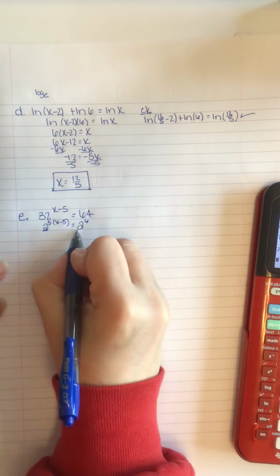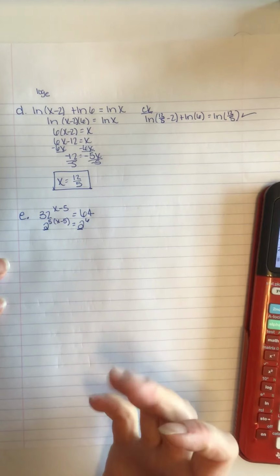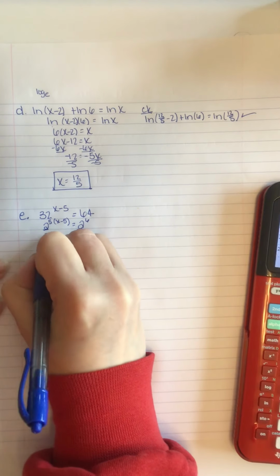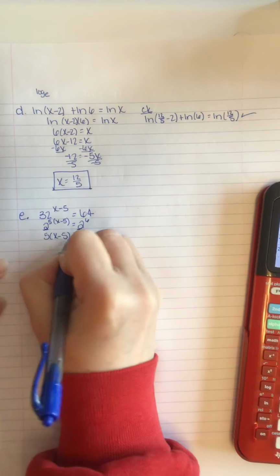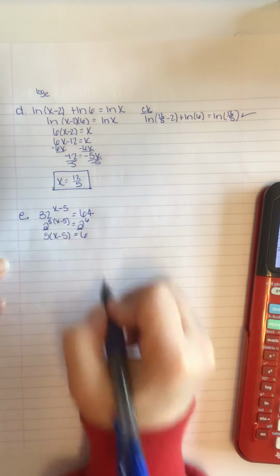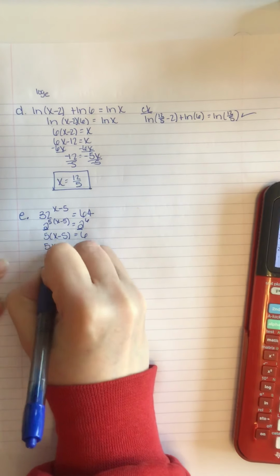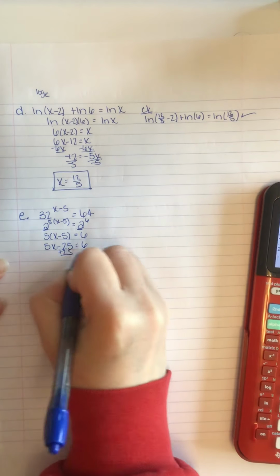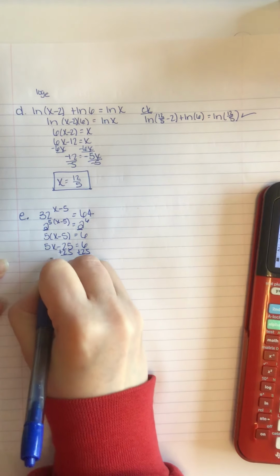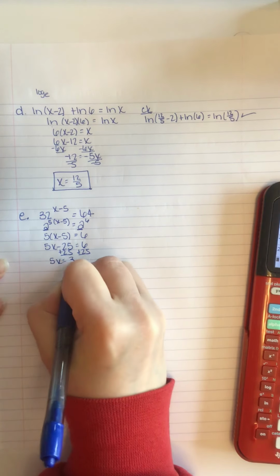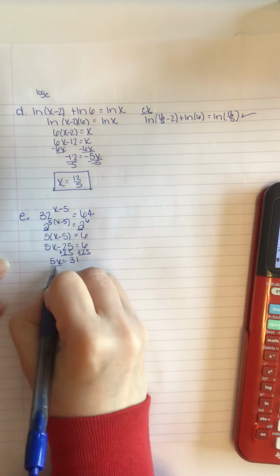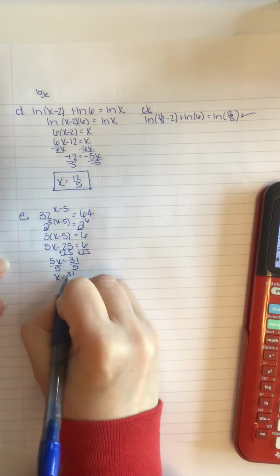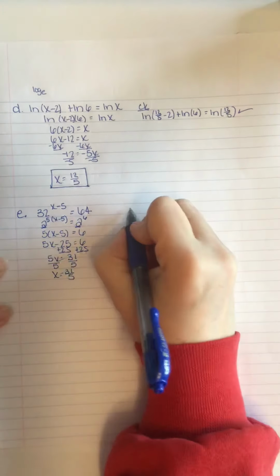And remember, if you get your bases to be the same, we can drop them, just like with logarithms. So here, we would have 5 times (x - 5) equals 6. Well, that gives us 5x - 25 = 6, and then we can add 25. So we get 5x = 31, and we divide by 5. So x = 31/5. And then, of course, we can check it.